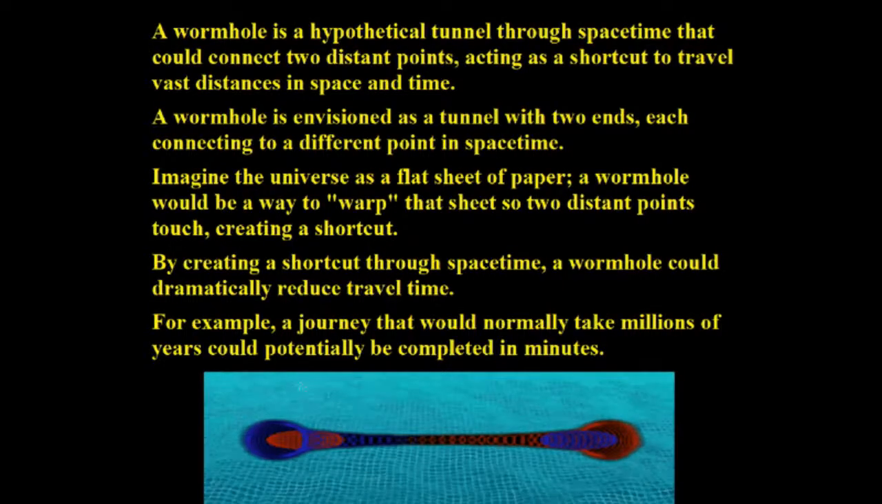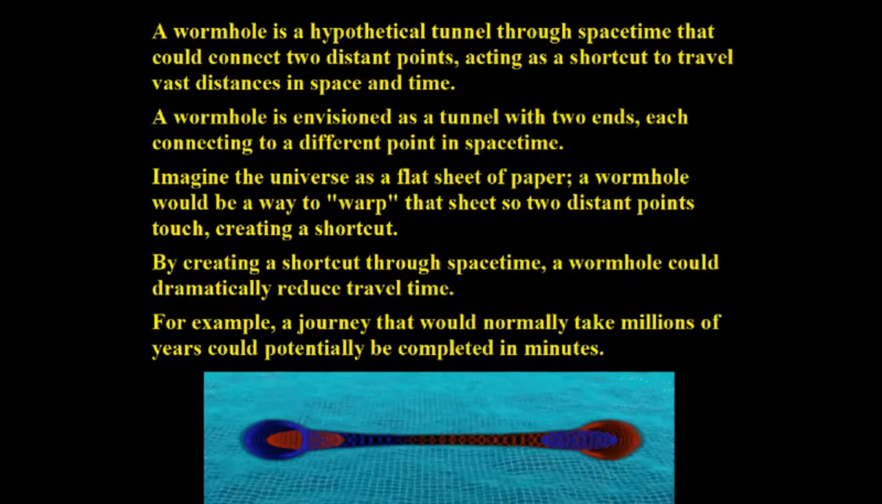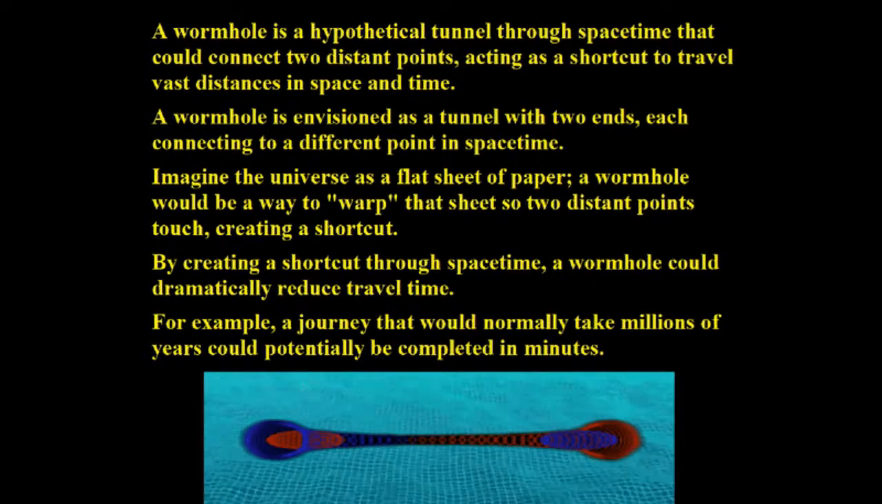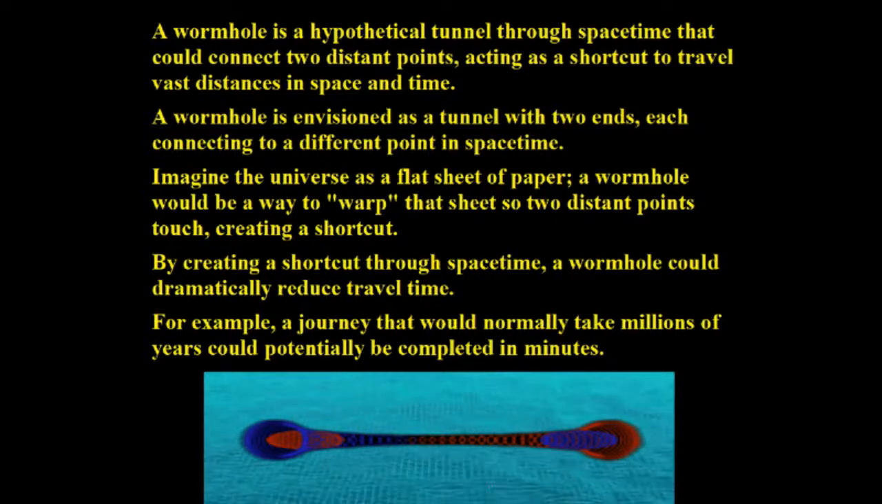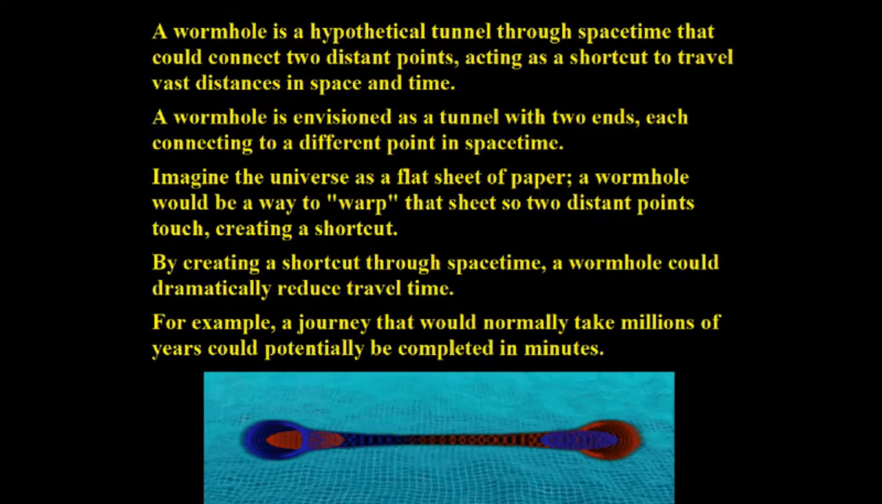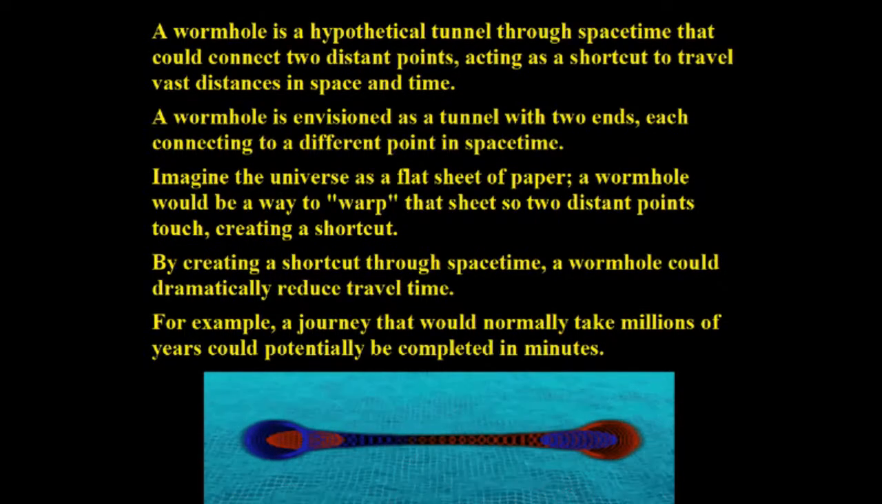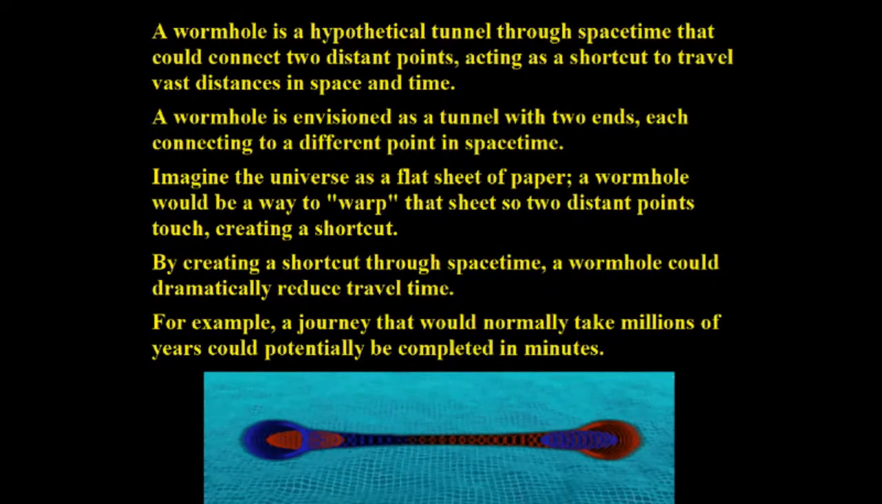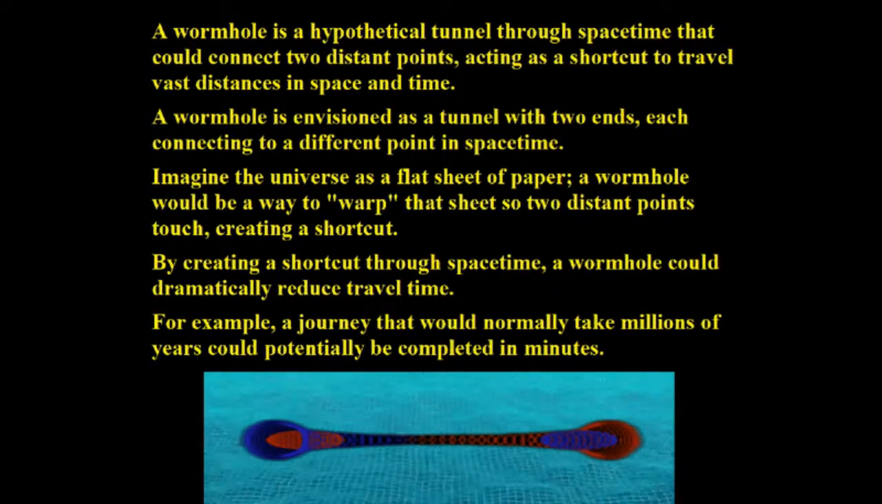It says a wormhole is envisioned as a tunnel with two ends, each connecting to a different point in space-time. Imagine the universe as a flat sheet of paper. A wormhole would be a way to warp that sheet so two distant points touch, creating a shortcut. By creating a shortcut through space-time, a wormhole could dramatically reduce travel time. For example, a journey that would normally take millions of years could potentially be completed in minutes.